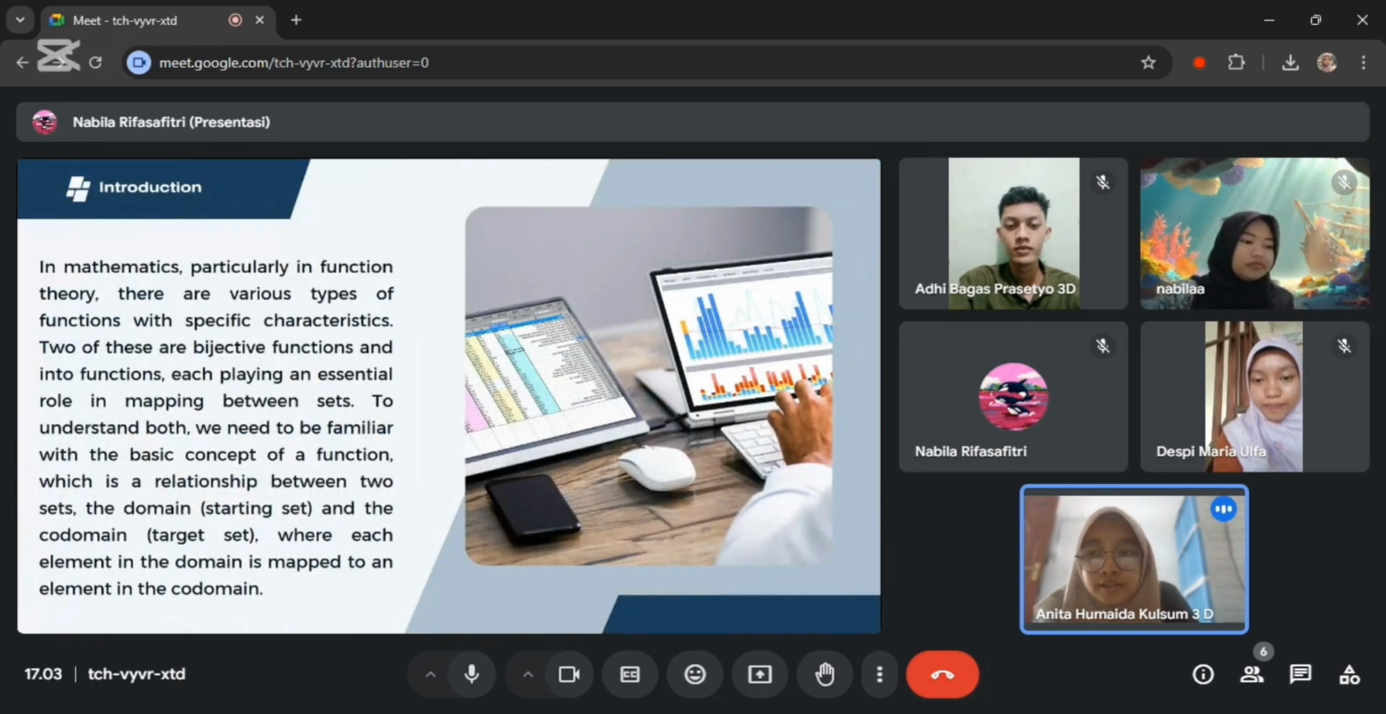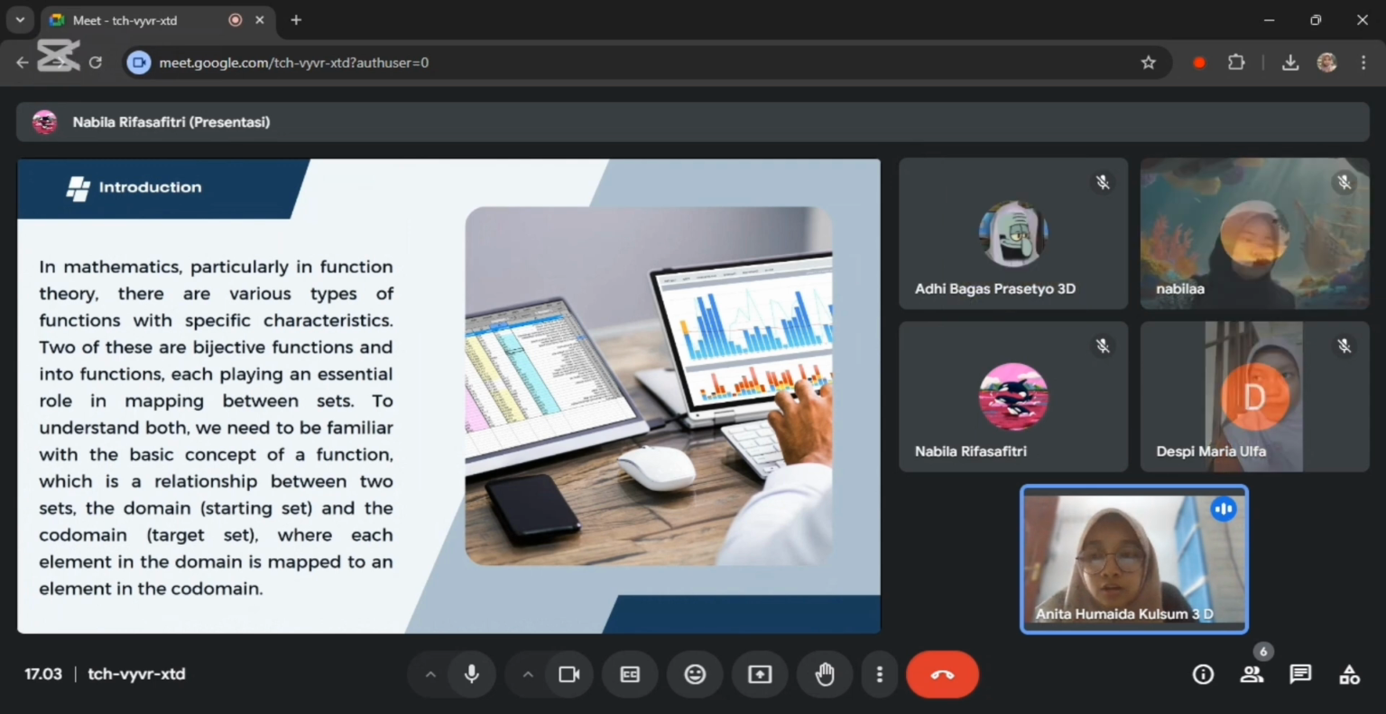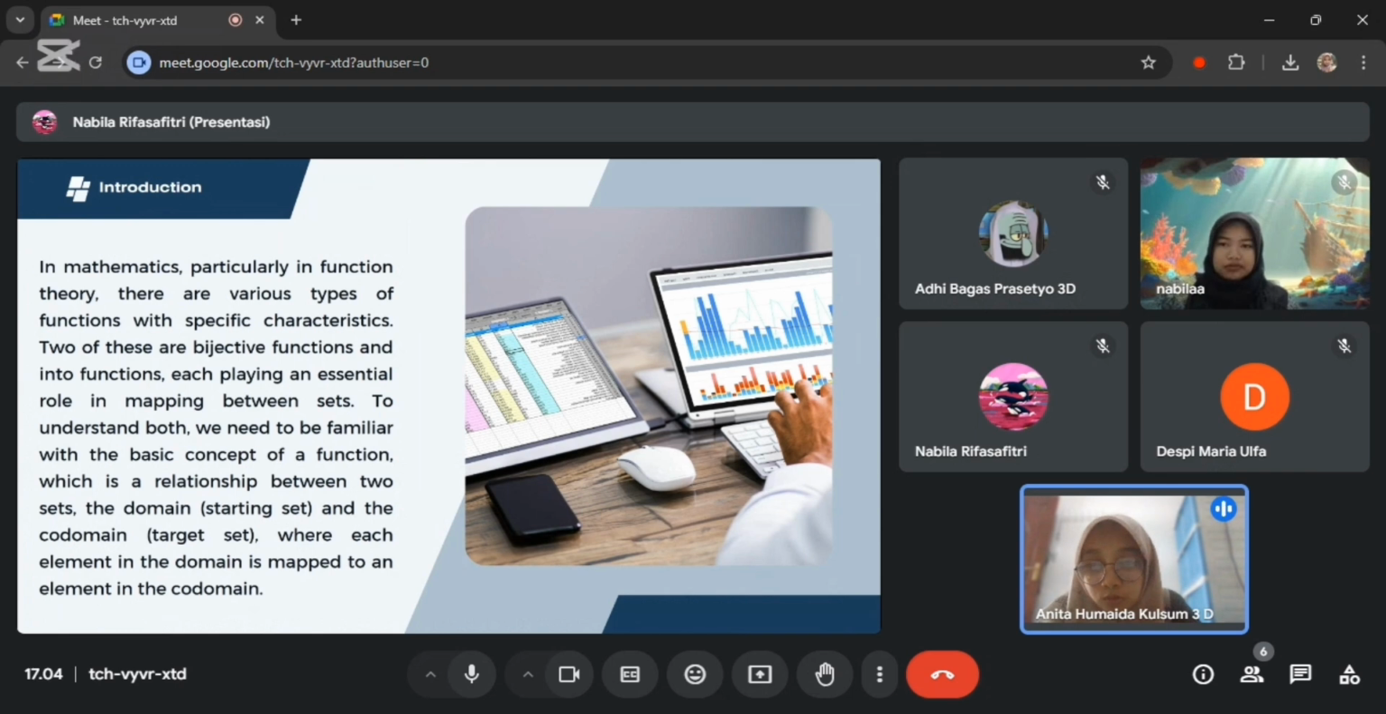Introduction. In mathematics, particularly in function theory, there are various types of function with specific characteristics. Two of these are bijective function and into function, playing an essential role in mapping between sets. To understand, we need to be familiar with the basic concept of a function, which is a relationship between two sets, the domain or starting set and the codomain or target set, where each element in the domain is mapped to an element in the codomain.